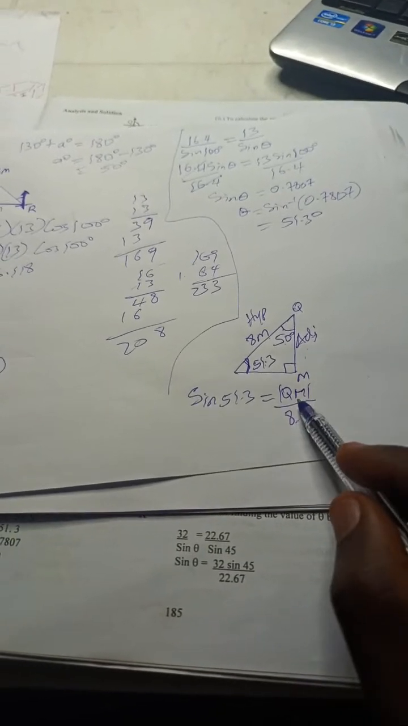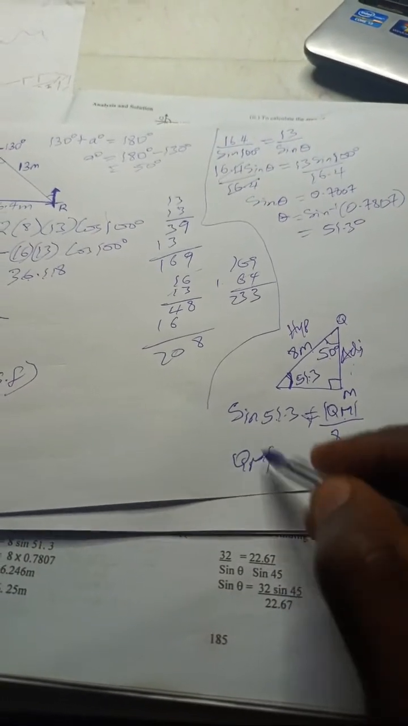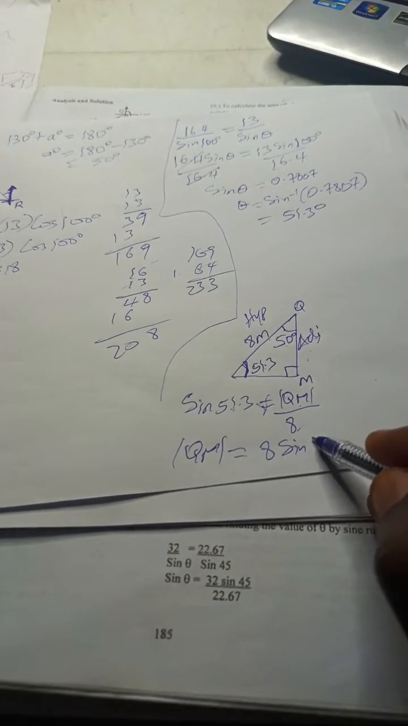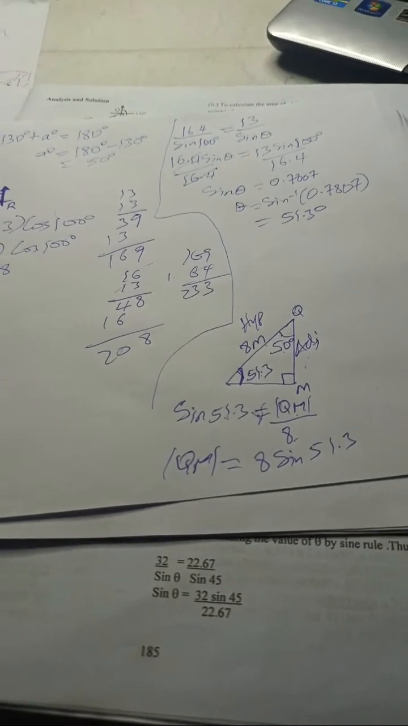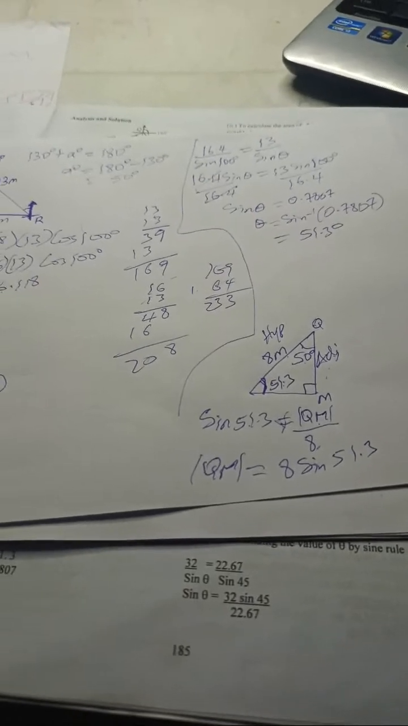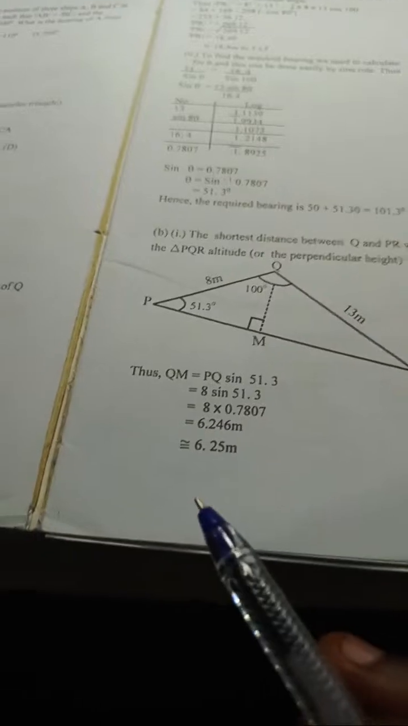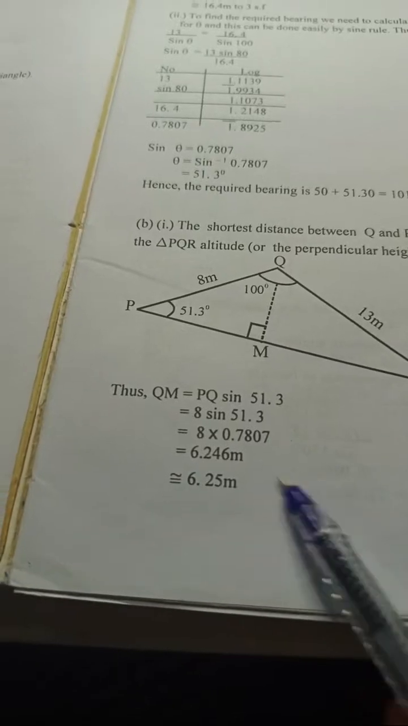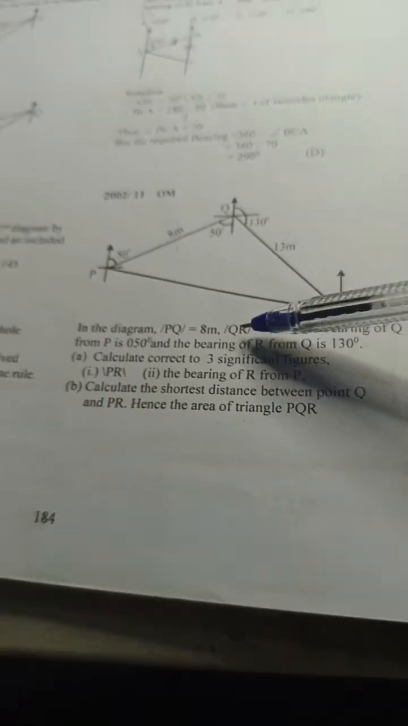So our QM will now be, by cross multiplication, equal to 8 sine 51.3. Now 8 sine 51.3 will be our answer over there. So which means we have calculated this. When we do that, what do we get at the end of the day? We get 6.25 meters, which is what we were supposed to get.